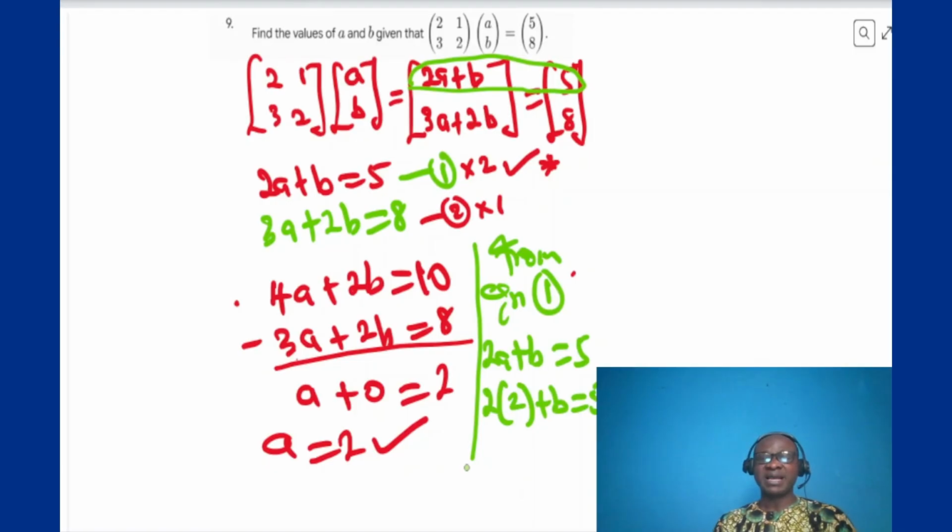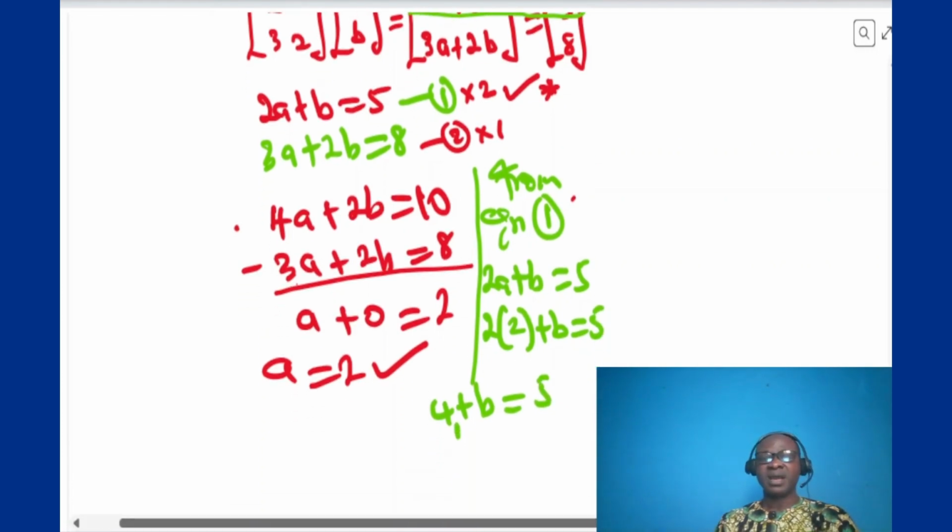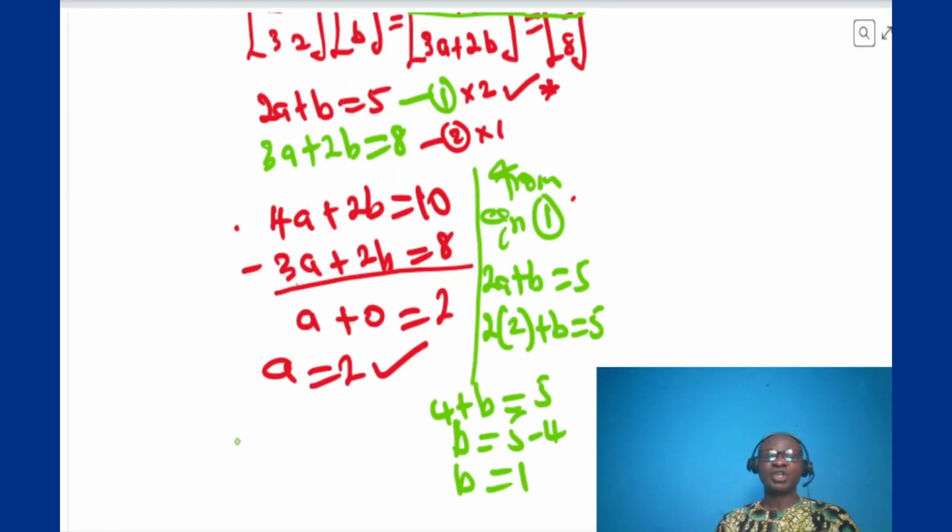So what will I get now? I will now get 4 plus B is equal to 5, making B to be equal to what? 1. Do you agree? Yes, sir. So B now is equal to 5 subtract 4, making B equal to 1. So in conclusion, our answers now will be A equal to 2 and B equal to 1.